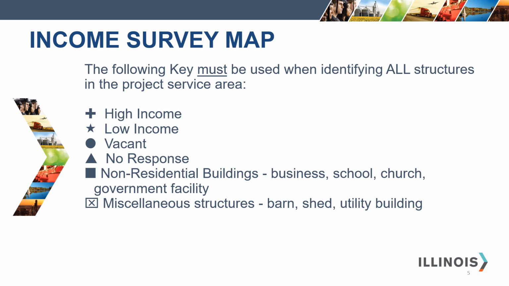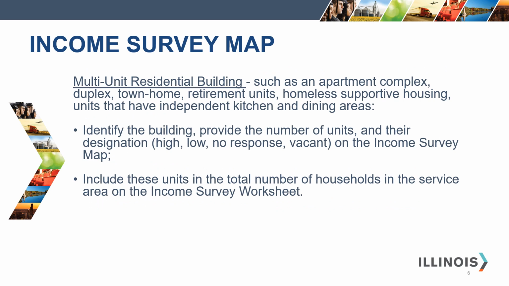To help the reviewer identify the structures on your income survey map, you must use the key listed on the slide and in the guidebook. Multi-unit residential buildings, which are buildings with independent kitchens and dining areas, like an apartment complex, a duplex or townhome, retirement centers or apartments, or homeless supportive housing, must be identified on the income survey map.